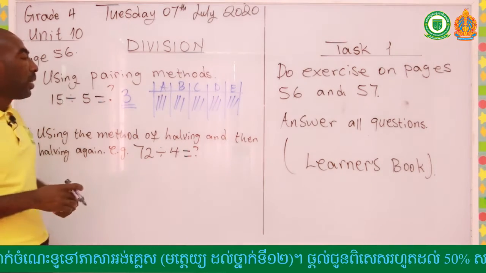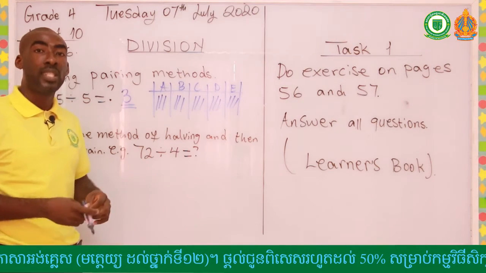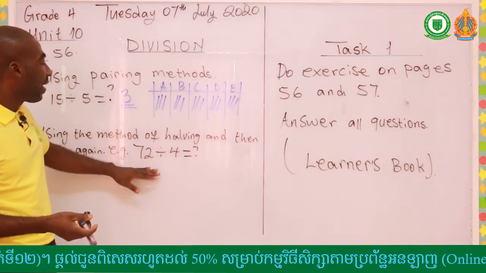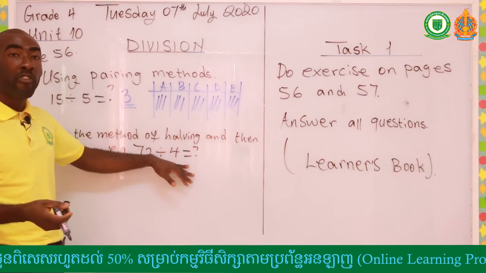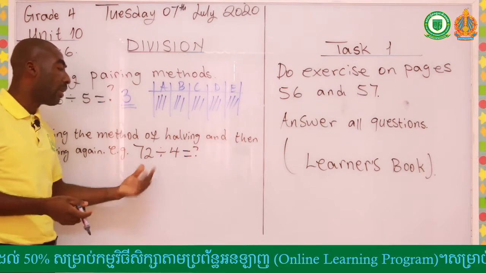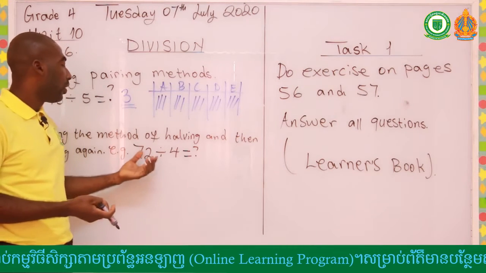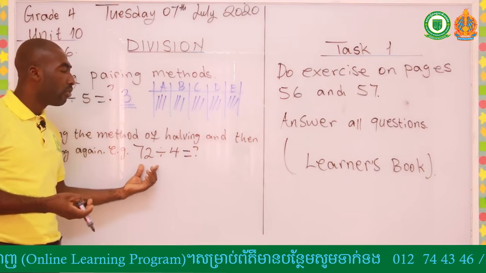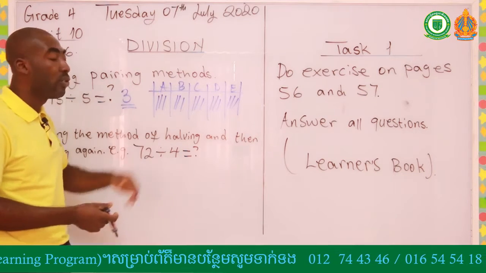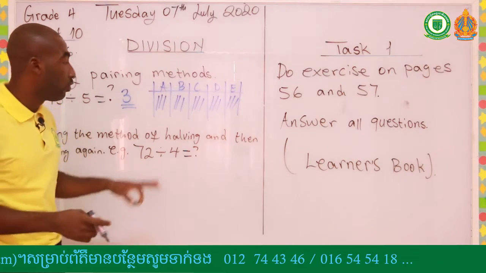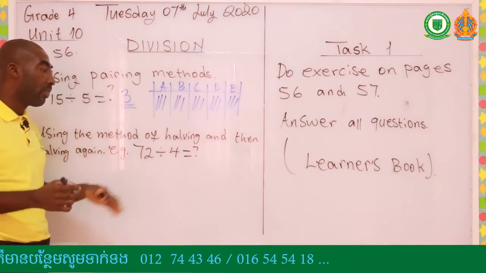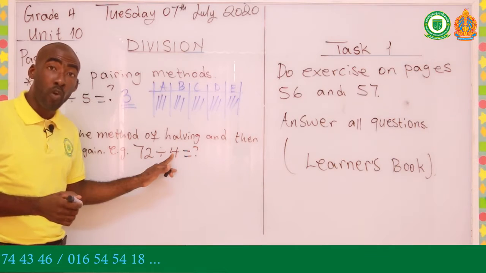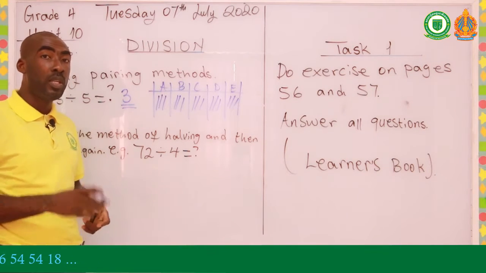Our second method, we are going to use the half-half system to find the solution. Okay, so over here we have 72 divided by 4. That means 4 people are going to share 72. So you can say that the number is very big for you, and it's going to be very difficult for you to divide 72 by 4. So we can use the half system to do it. In the half system, what you have to do is find the half of your 4. So the half of 4 is going to be 2.